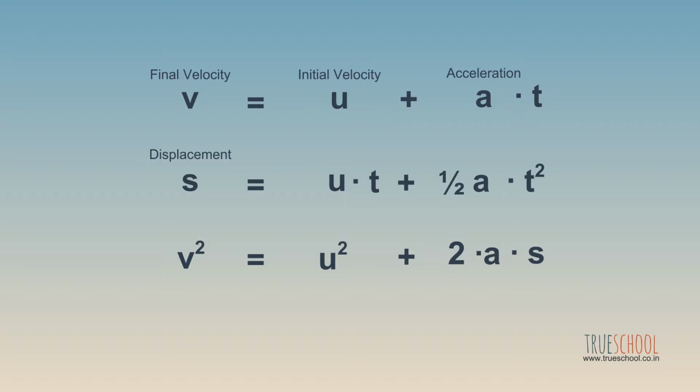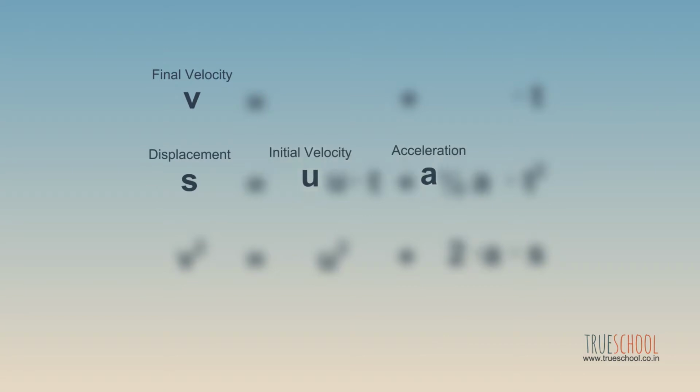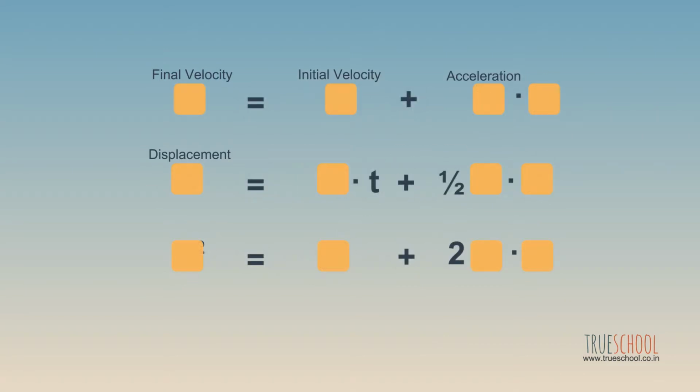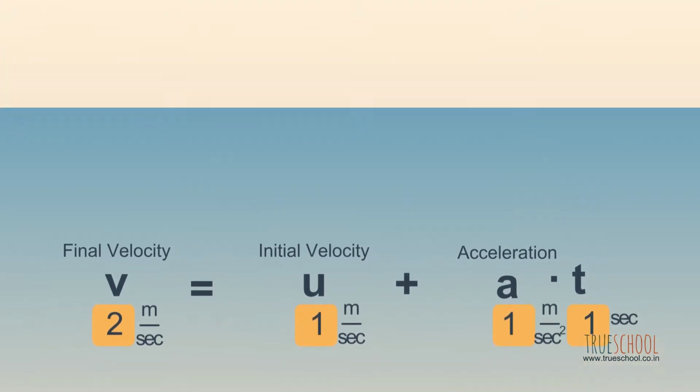Using these equations, you should remember what these alphabets mean. Then notice the number of variables in each equation. In most of these problems, you will be given the value of all these variables except one. You have to plug the rest of the values in the equation and find the unknown variable. It's as easy as this.